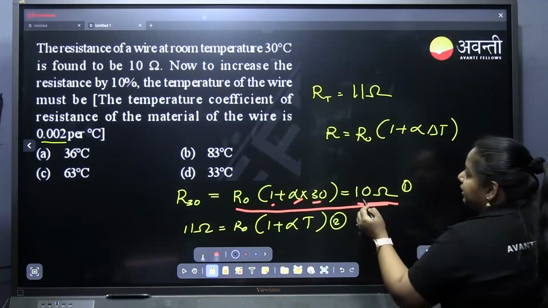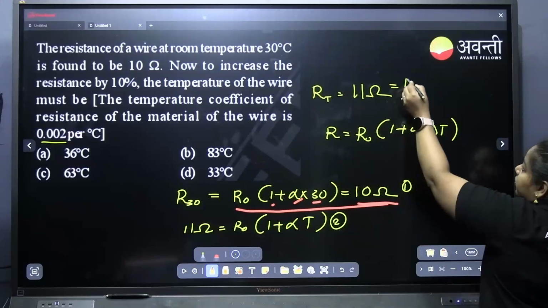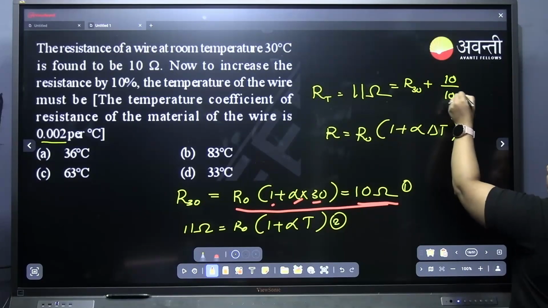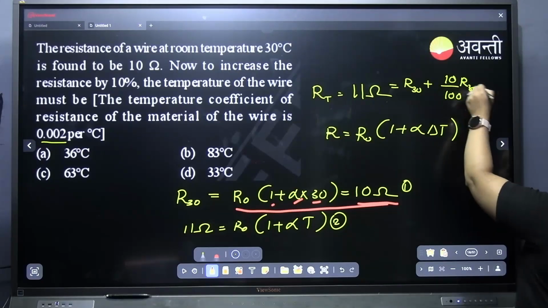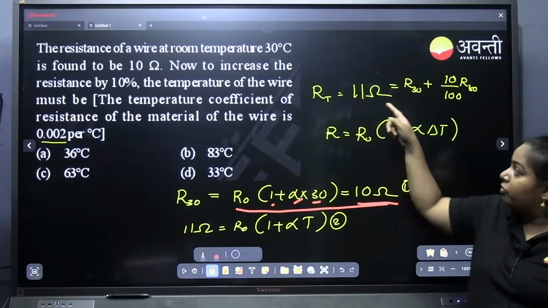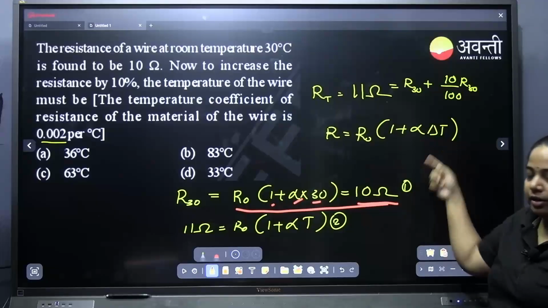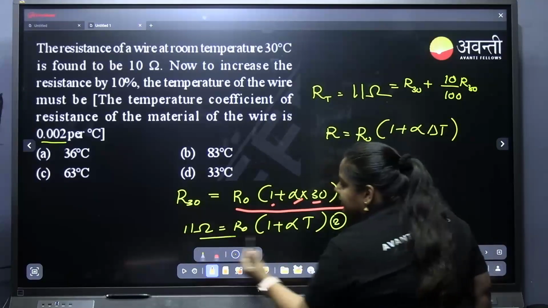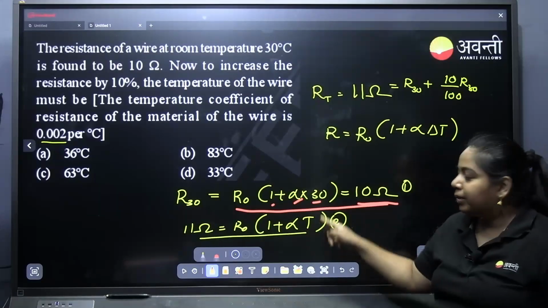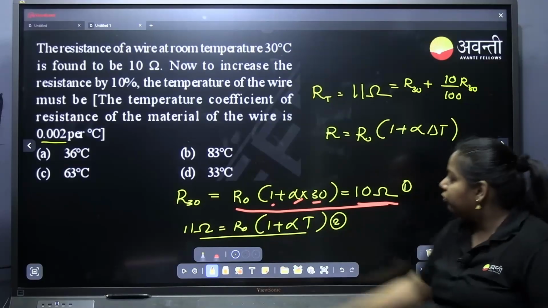That's how this equation comes. Similarly, a 10% increase is there. So RT is equal to R30 plus 10 by 100 into R30. That value we are getting as 11 ohm. For RT, any temperature, we can again apply this formula. So that's why we are applying the same formula for 11 ohm also. Now in this, the temperature we don't know. That is what we have to find. So we get two formulas.